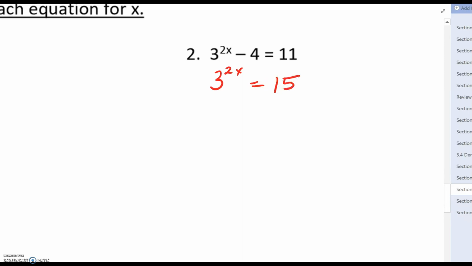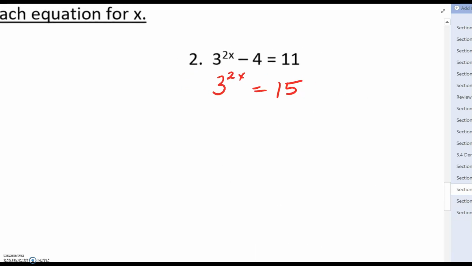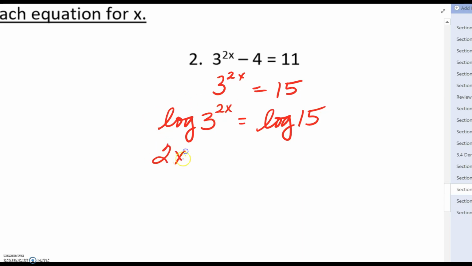Can't conveniently get the same base there, so I'll take the log of both sides. This time I'll do common log, just so that you can see the difference. Of course, if you do natural log of both sides, you're going to get the same answer. Take that 2x and put it out front. Power rule. And then to isolate the x, you would have to divide both sides by both 2 and log 3.